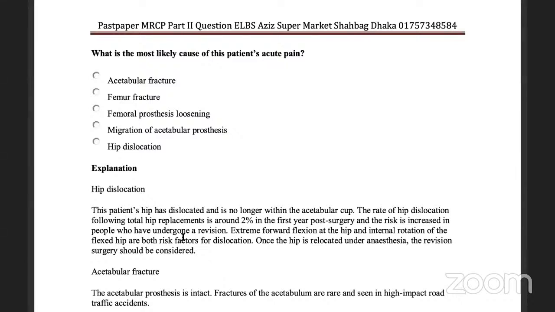This patient's hip has dislocated and is no longer within the acetabular cup. The rate of hip dislocation following total hip replacement is around 2% in the first years after surgery. The risk is increased in people who have undergone a revision. Extreme forward flexion at the hip and internal rotation of the flexed hip are both risk factors for dislocation. Once the hip is relocated under anesthesia, revision surgery should be considered.